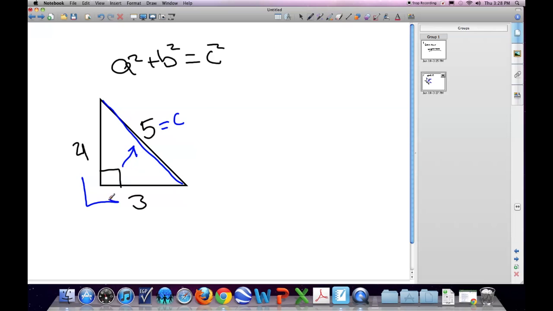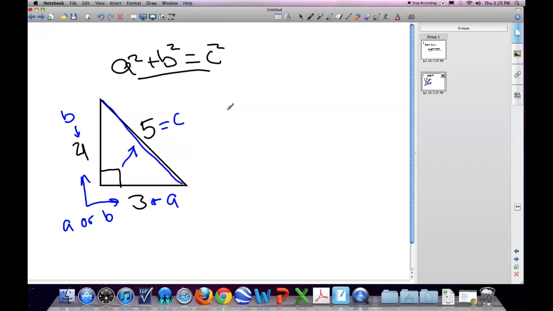These two sides can either be A or B. It doesn't really matter which one they are. But for the sake of this tutorial, we're going to make the smallest one A, and the second largest one, we're going to make it B. So now that we have A, B, and C, let's start explaining what this equation means.